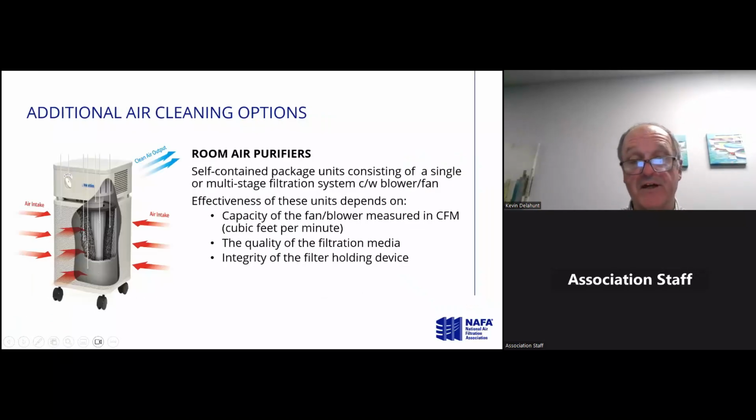And room air purifiers. I can't even imagine, maybe someone has the number, how many were sold during the pandemic, but I'm sure it's in the hundreds and hundreds of thousands.